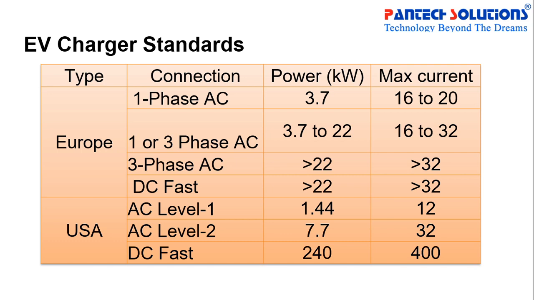And for the USA standard, level 1 and level 2 are up to 32 ampere, and the DC fast charger is up to 400 amps with 240 kilowatt. So the voltage range will be up to 700 volts DC bus voltage.